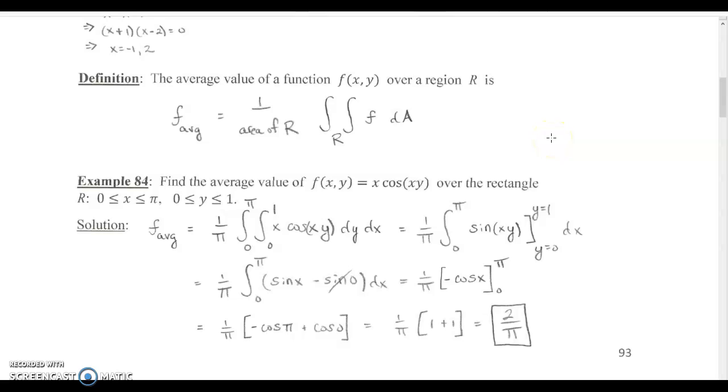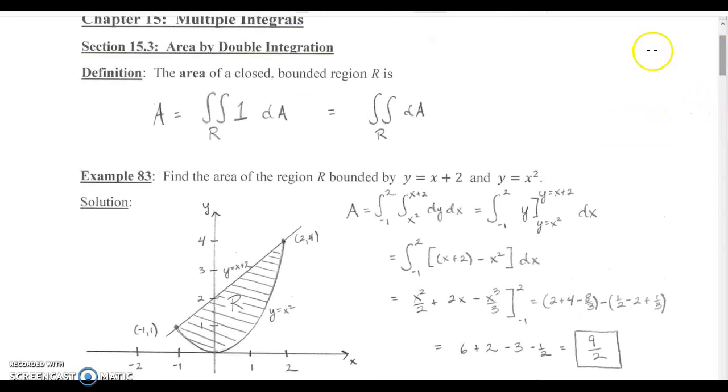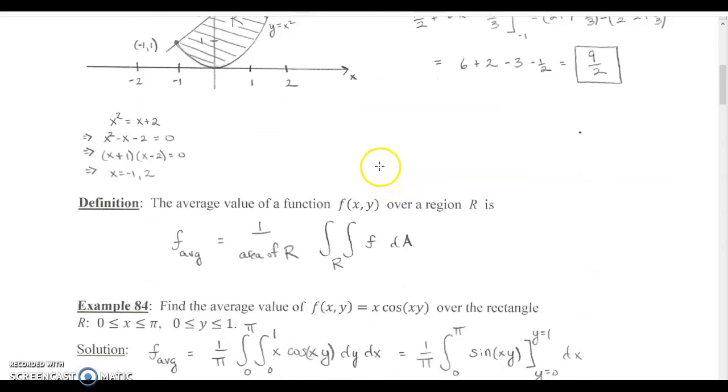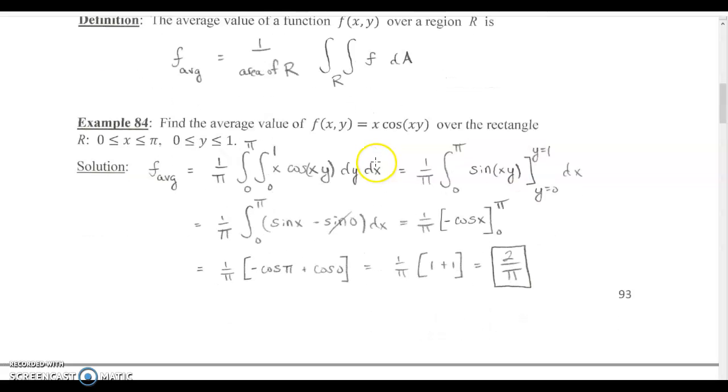Hey everyone, welcome back to our Calculus 3 class notes on page 93, our short one-page set of notes for section 15.3. So remember, the first idea I wanted you to get out of section 15.3 is that if I see a double integral over a region R and it's just dA, where the function I'm integrating is 1, that will find the area of the region R. And we did example 83 to find the area of such a region.